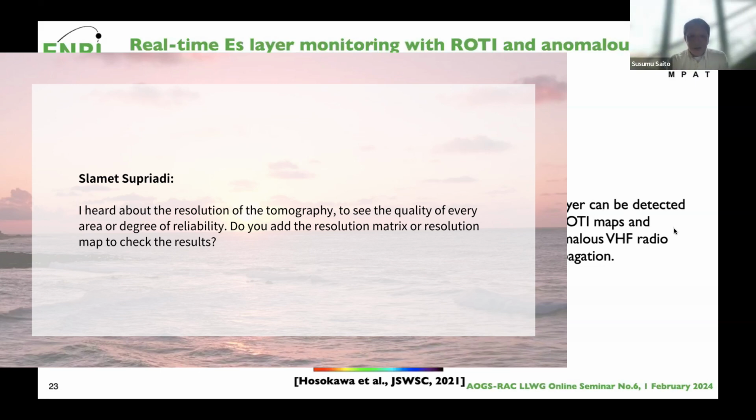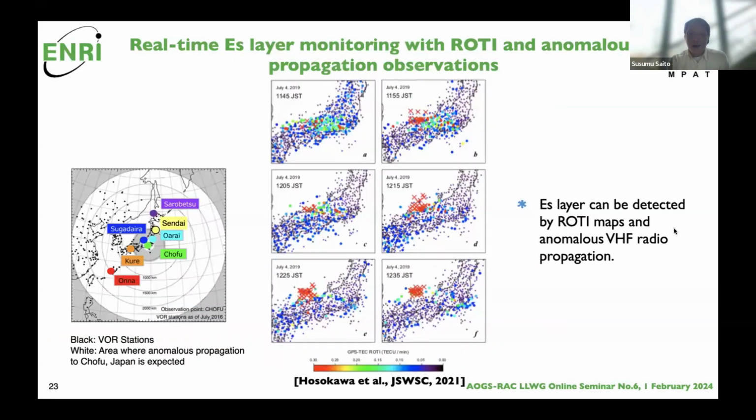Actually, we could check our results only at the location. Okay, the number of paths? Yes, I understand. Actually, yes, internally we have the number of paths in each voxel. I need to check how it was used, but yes, we have those values, and we use those values internally.